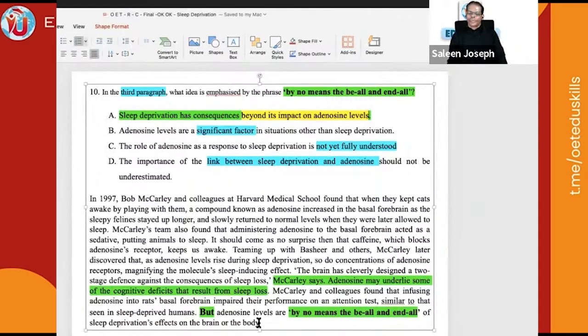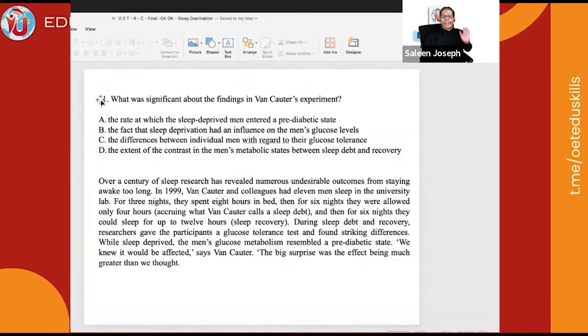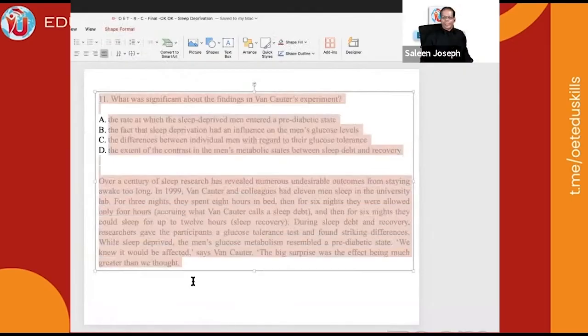Yes. Sleep deprivation's effects on the brain. The previous sentence is explaining the same thing, comparing to mice. Macaulay and colleagues found that infusing adenosine into rats' basal forebrain impaired their performance on an attention test similar to that seen in sleep-deprived humans. Same thing. This sentence is explained here with an illustration. Listen and read aloud. Then only you will benefit.